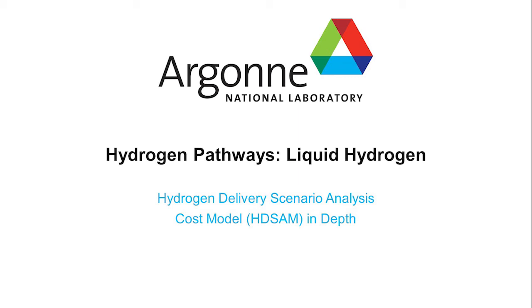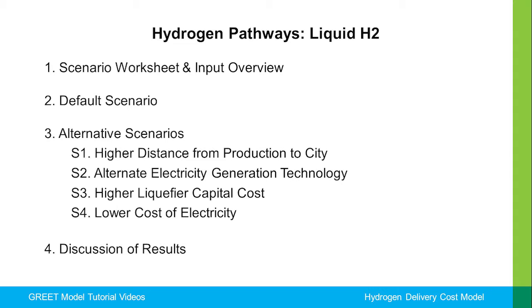In this video series subset, we'll look at 3 different hydrogen pathways in the HDSAM model, the first one being liquid hydrogen. I'll review the scenario worksheet to identify the liquid hydrogen selection options. Then I'll walk through the structure and inputs of the 3 liquid hydrogen worksheets. And finally, I'll demonstrate some examples.